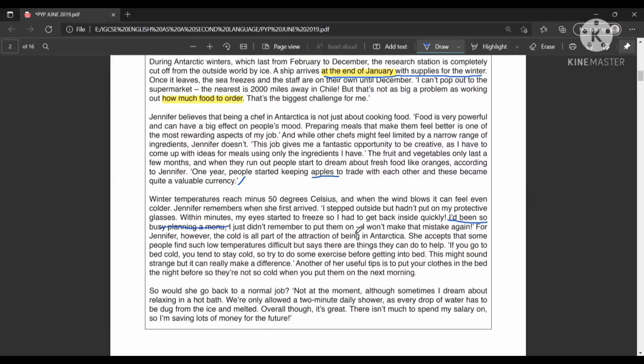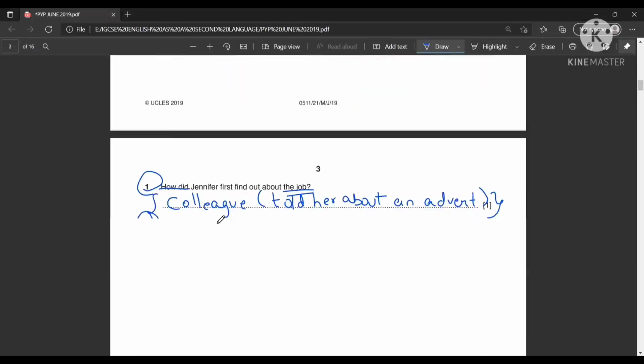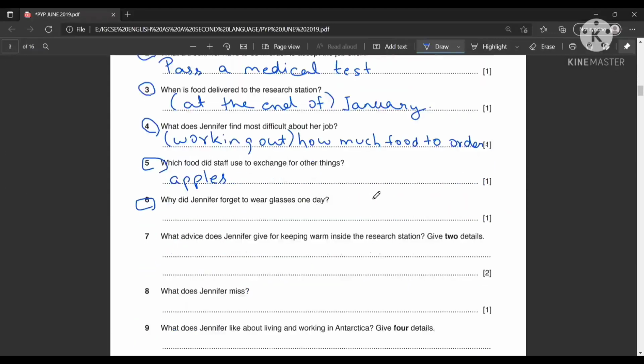Okay, so let's write the answer for this one. Why did Jennifer forget to wear glasses one day? We can write busy planning a menu, or we can write she had been busy planning a menu. Okay, let's move to the next question.